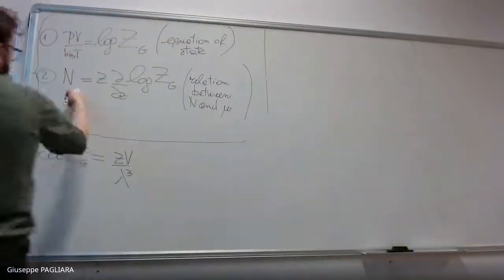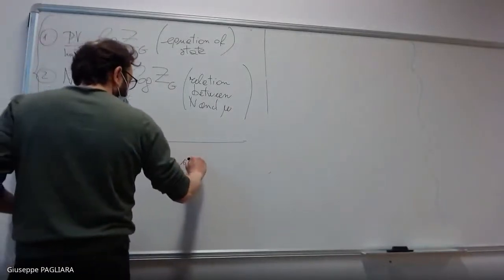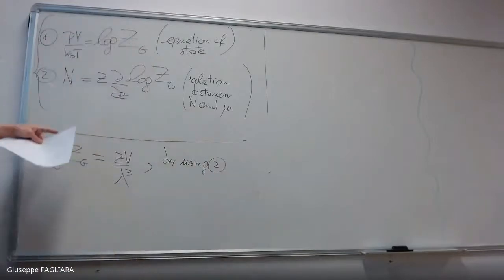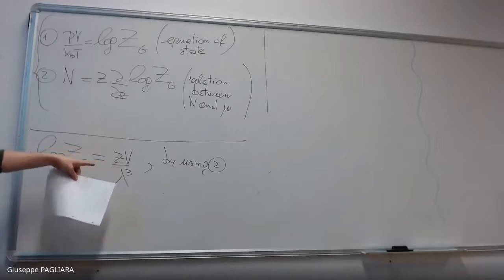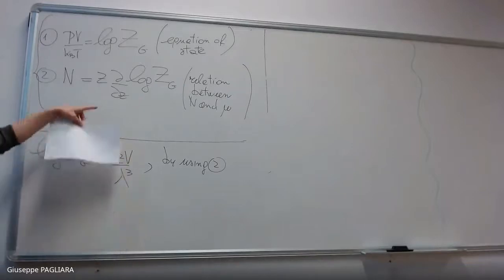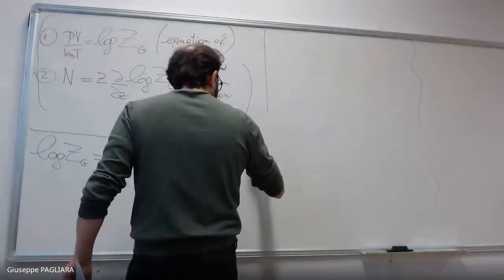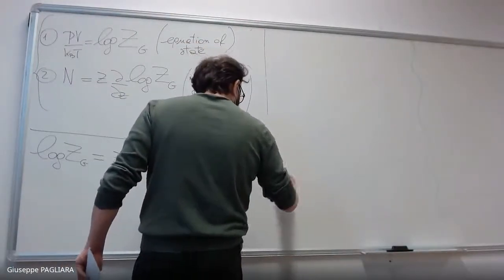And by using equation 2, if I do the derivative with respect to z of the log, I just get V divided by lambda cubed, and then I multiply it by z. Therefore, by using 2, N is just equal to zV divided by lambda cubed.